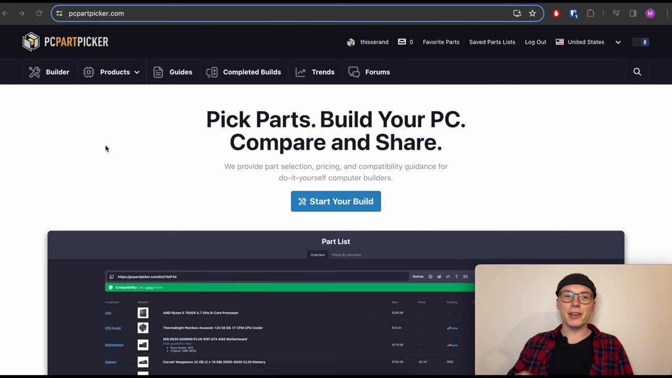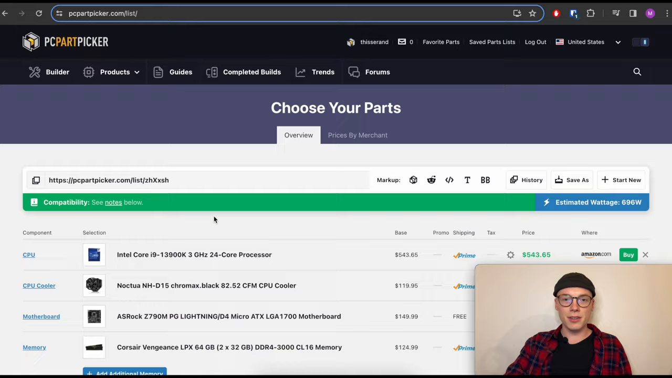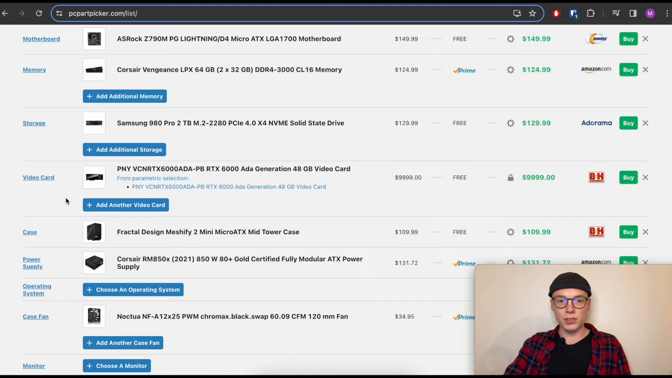When it comes to building your own deep learning workstation, there is no way around PC Part Picker because it's such a helpful tool to organize your build. For example, here you can see my build. It shows you all the individual components needed to build your own deep learning workstation. Then it also shows you the prices and also where you can get that component for the cheapest price.